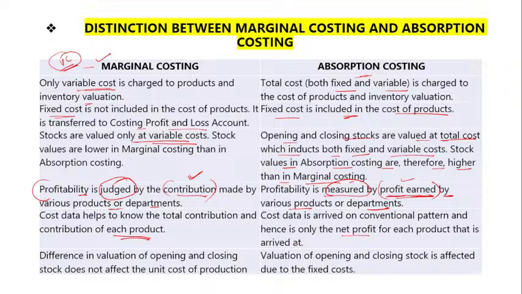So in absorption costing, the cost data is arrived at on the conventional pattern, and hence only the net profit for each product is to be arrived at. The difference is that the valuation of the opening and closing stock does not affect the unit cost of production in marginal costing, but in absorption costing, the valuation of opening stock and closing stock is affected. It is not affected in marginal costing, but it is affected due to what? Due to the fixed cost, because the fixed cost is included in absorption costing.